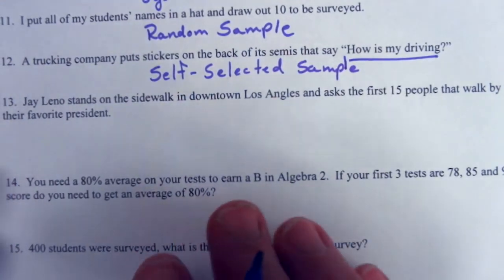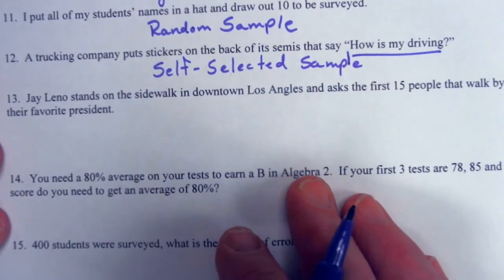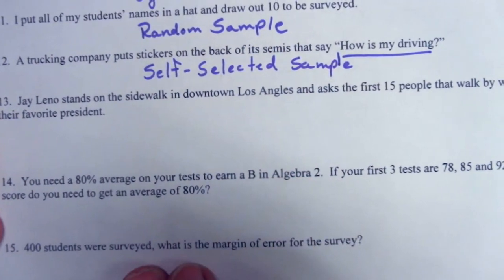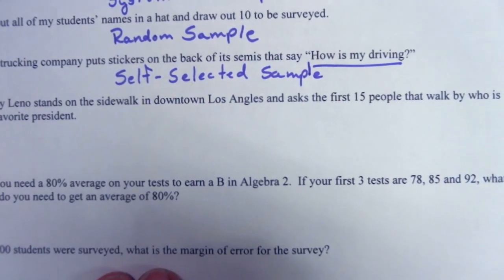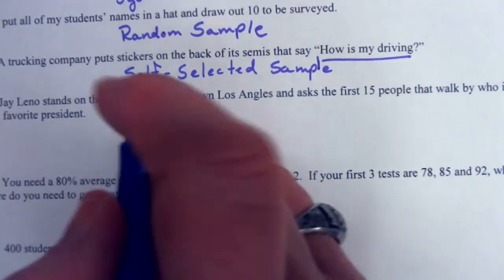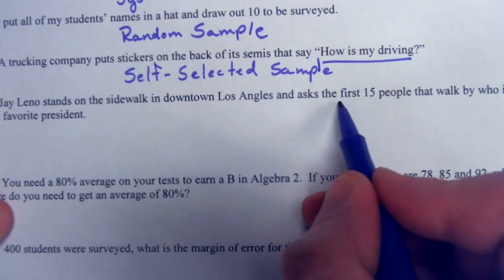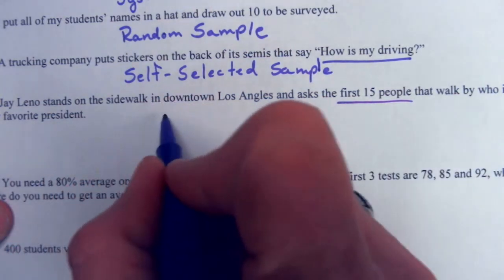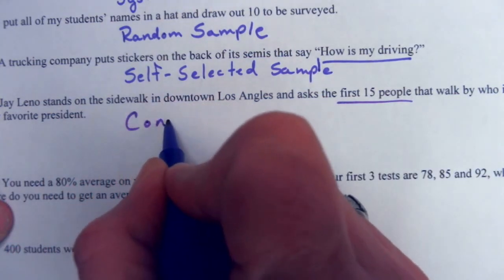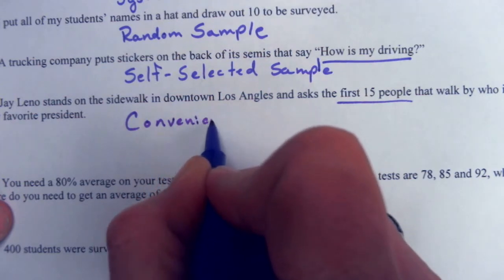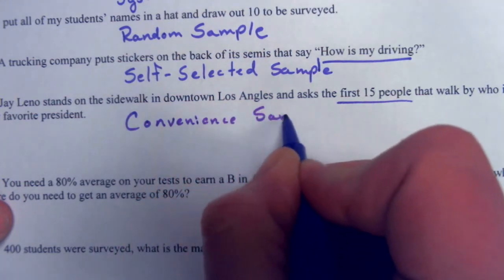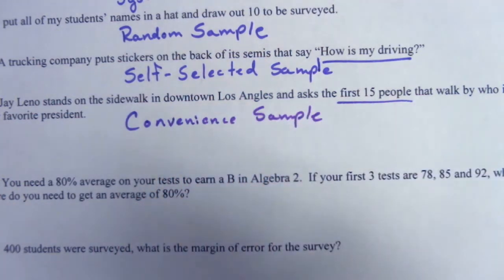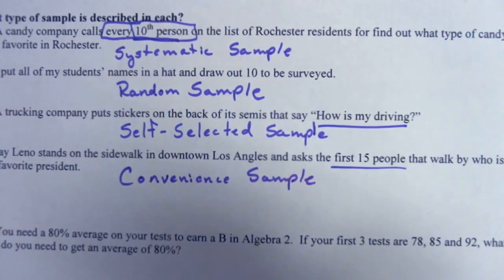Jay Leno stands on the sidewalk in downtown Los Angeles and asks the first 15 people that walk by who their favorite president is. Well, it's just the first 15, and it's most convenient, so it's a convenient sample. Just be sure you can tell the difference between each of those: systematic, random, self-selected, and convenient samples.